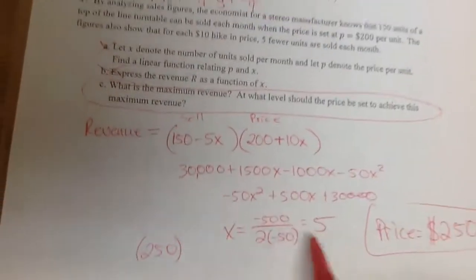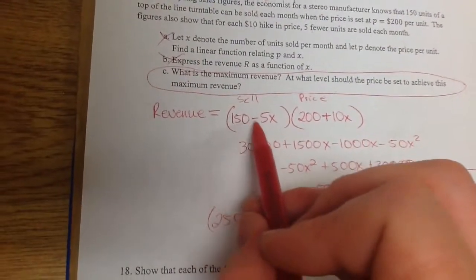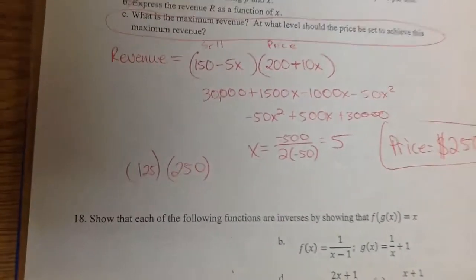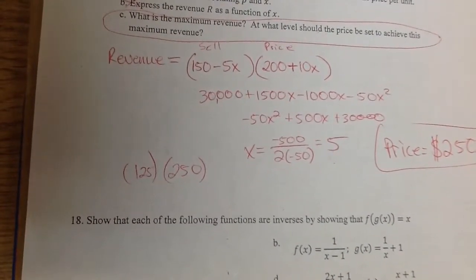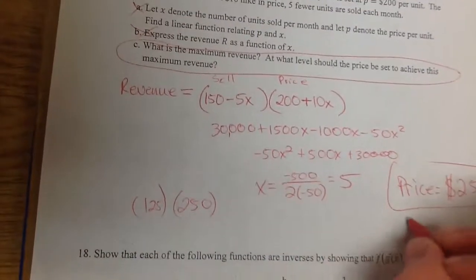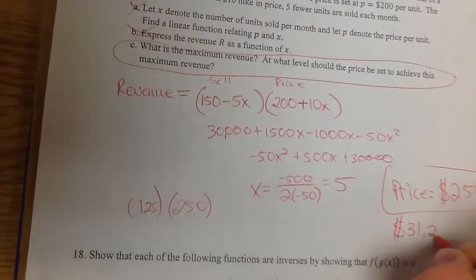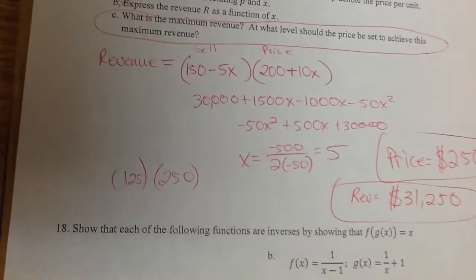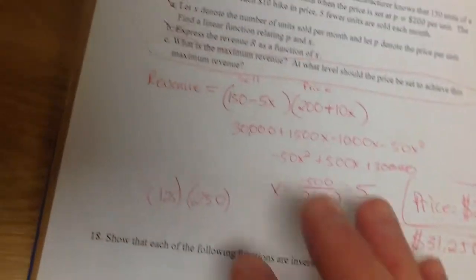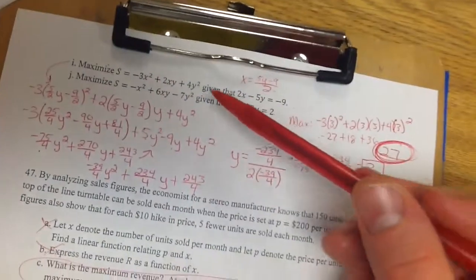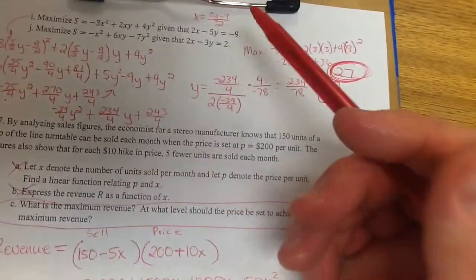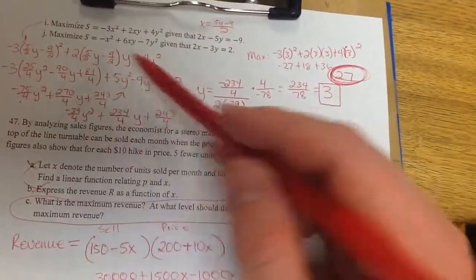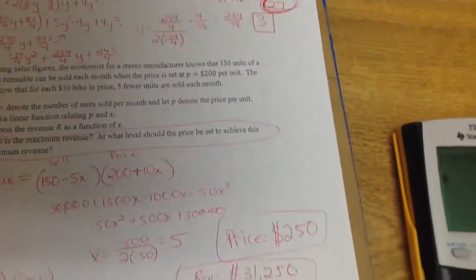And your revenue then would be 250 times, let's see if I plug in 5 here, 150 minus 25 is 125, so whatever 125 times 250 is. $31,250 is your max revenue. Expect a problem similar to this, and a problem similar to this, maybe. But if I do one of these, it won't be all fraction action. It'll be just integers.